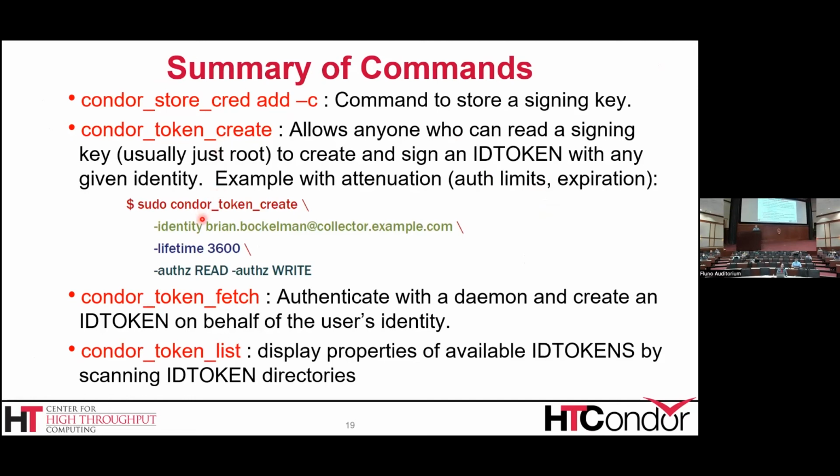You give a bunch of command line parameters to change various attributes like lifetime or attenuation. So you can limit what this token can do, or set an expiration date. Condor token fetch is used by regular users. You authenticate with a daemon and create an ID token on behalf of the user that ran condor token fetch. And condor token list displays all the tokens visible in your path and shows what they are.